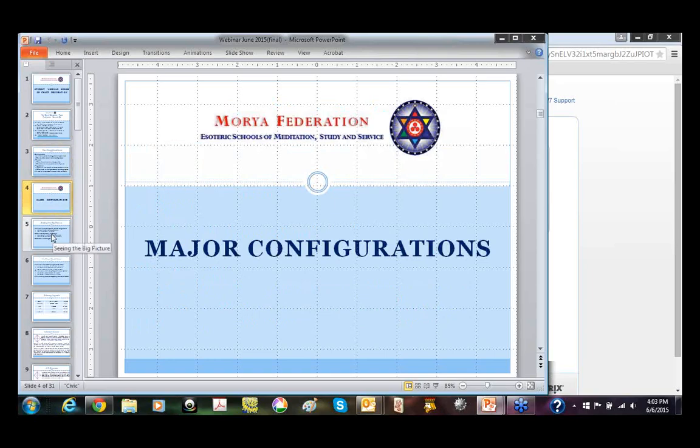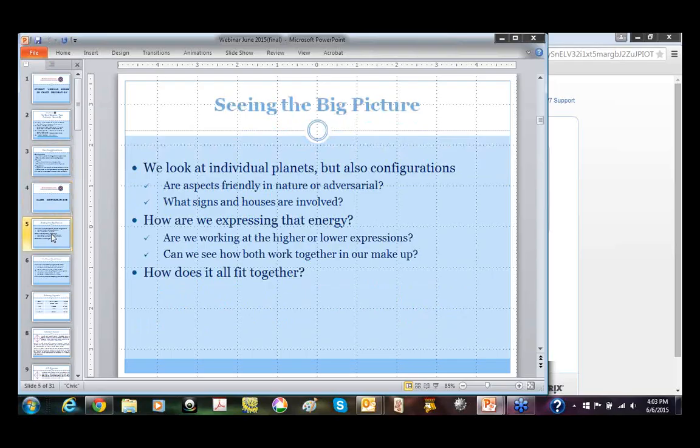Okay, so let me start off with major configurations. We have to look at individual planets: it's in the sign, it's in the house, who its rulers are. We have to find out all about that little planet. But then we also want to see what else is happening. Are the aspects that it makes friendly in nature, or are they adversarial? What signs and houses are involved with the contacts that it makes? How are we expressing that energy?